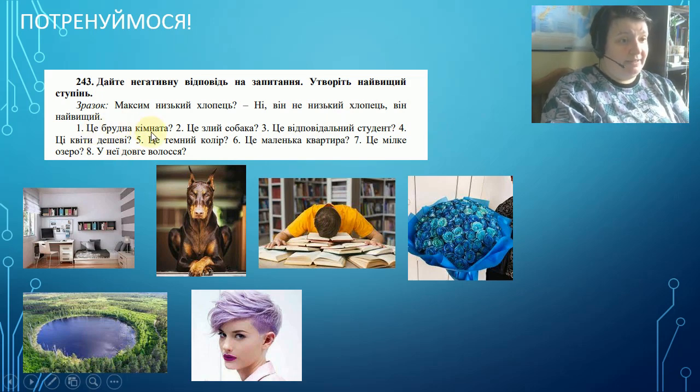Це брудна кімната. Is this a dirty room? Це злий собака. Is it an evil, an angry dog? Це відповідальний студент. Is it a responsible student? Ці квіти дешеві. Are these flowers cheap? Цей колір темний. Is this color dark? Це маленька квартира. Is this flat small? Це мілке озеро. Is this lake shallow? У неї довге волосся. Has she got short hair?